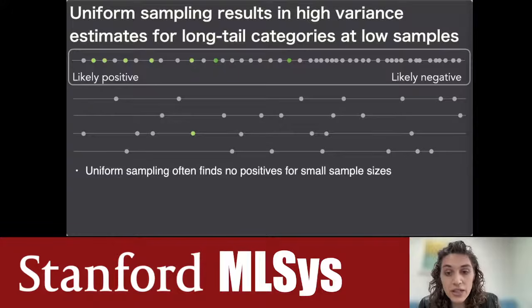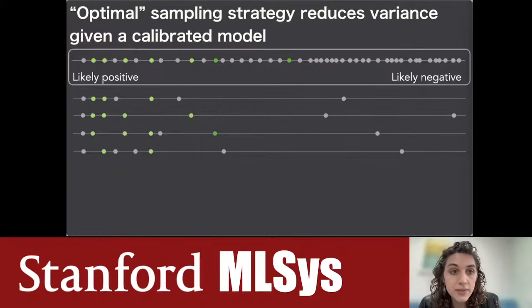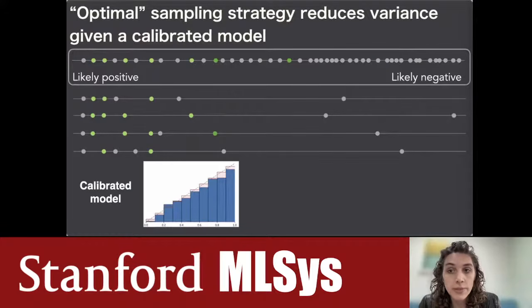Fortunately, there actually is an optimal sampling strategy which reduces variance. And as you can see here, when you use this method, the samples from the strategy consistently capture the rare positives. What the sampling strategy requires is that we know which samples are likely to be positives. So essentially, this is equivalent to having what's called a well-calibrated model.